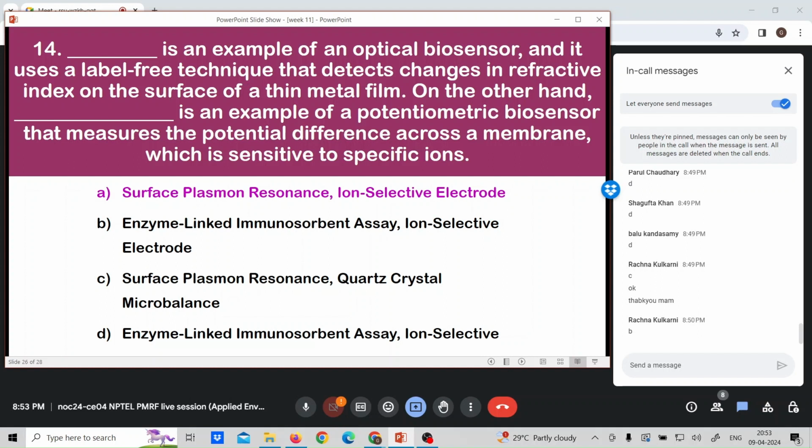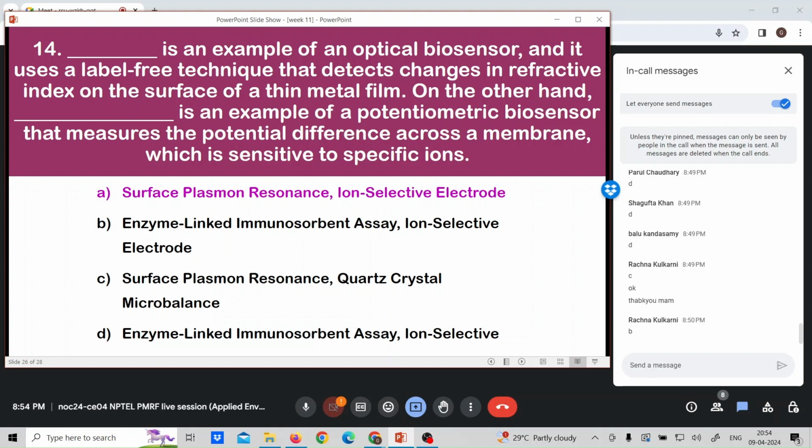So in the case of potentiometric biosensor, you are not going to use quartz crystal microbalance. It's piezoelectric. It's not potentiometric. So that part of the question is a bit comparatively easy. So now you have to fix upon whether it's ELISA or SPR. So what happens is, even if you don't know anything about this, you can see enzyme linked immunosorbent assay. The term completely deals with a biological detection thing.